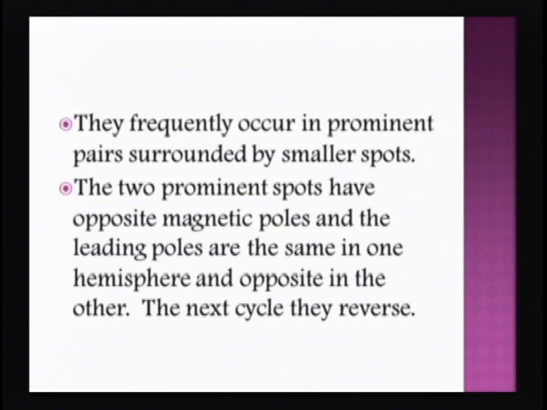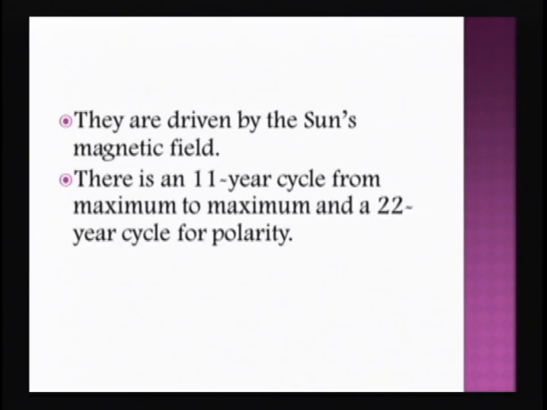And generally, the two prominent spots have opposite magnetic poles. So one of them might be a north pole, one of them might be a south pole. And the leading poles are the same ones in the hemisphere, but they're opposite in the other hemisphere. So you have the northern hemisphere and southern hemisphere. And we find that those spots never cross. If they start out in the southern hemisphere, they'll stay in the southern hemisphere. They never actually cross into the northern hemisphere. And then the next cycle, guys, they simply reverse polarity.